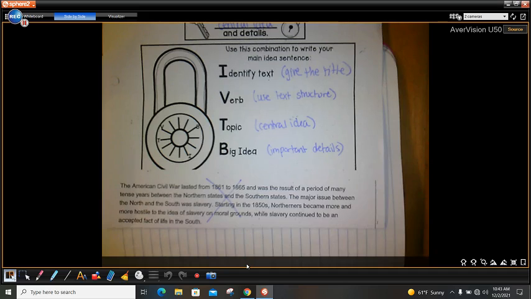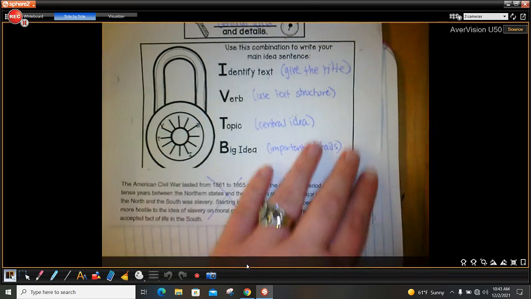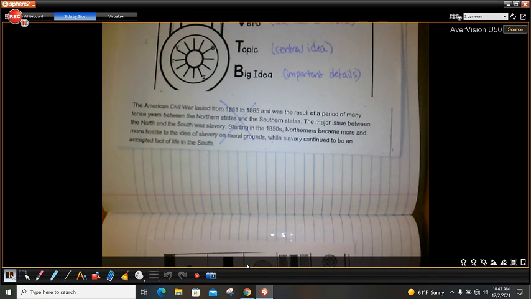So today we're going to write a main idea sentence from this work. So hopefully you guys have a little bit of space right here to write our main idea sentence.